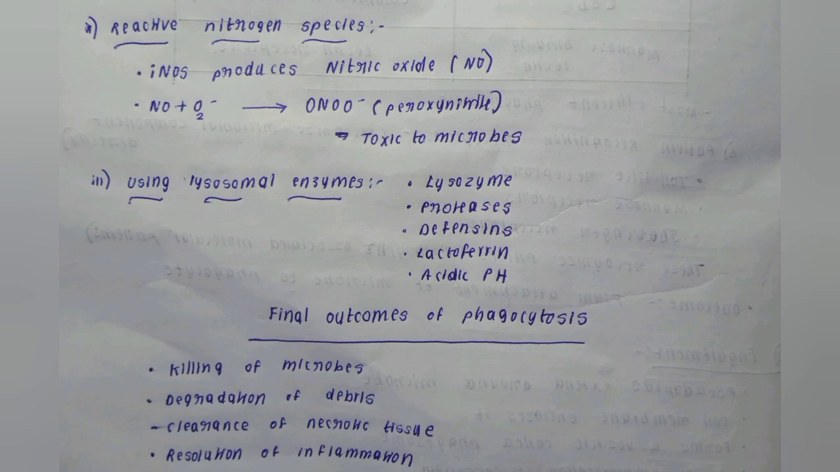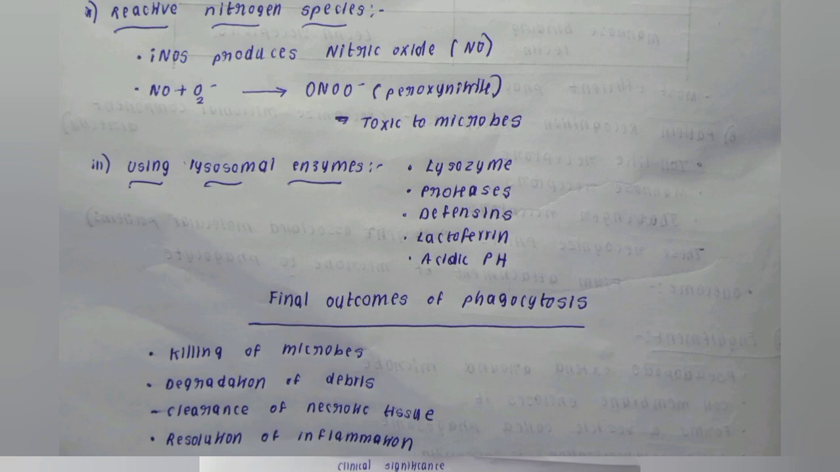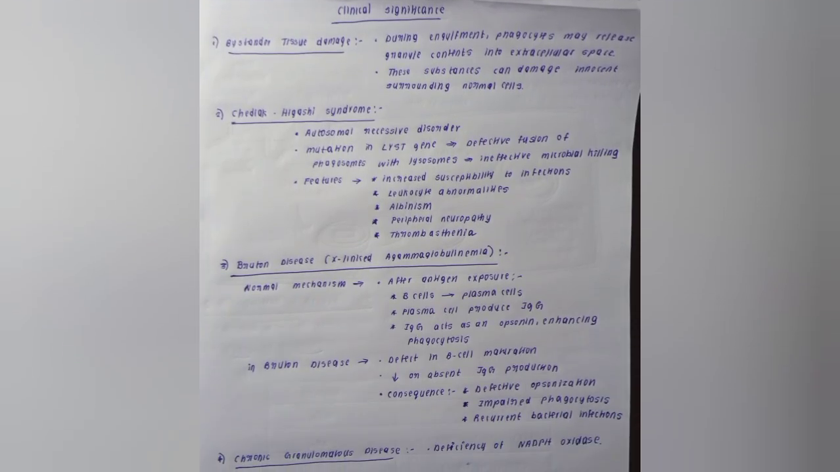Then the third method is using lysosomal enzymes, various enzymes like lysozyme, proteases, defensins, lactoferrin, and acidic pH. All these factors play a role in phagocytosis or destruction of microbes. So what are the final outcomes of phagocytosis? It is killing of microbes, degradation of debris, clearance of necrotic tissue, and resolution of inflammation. Last but not the least, mention all the clinical significances here.